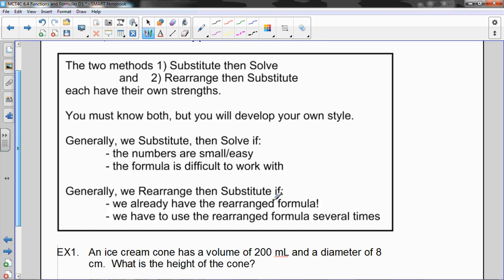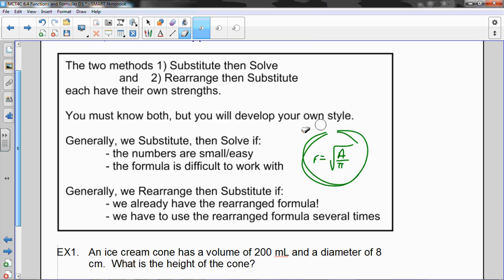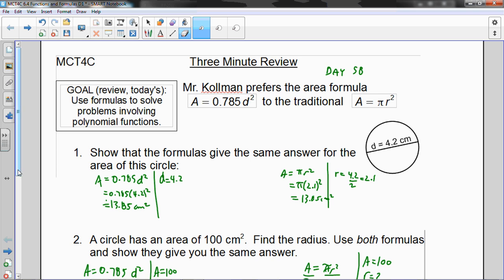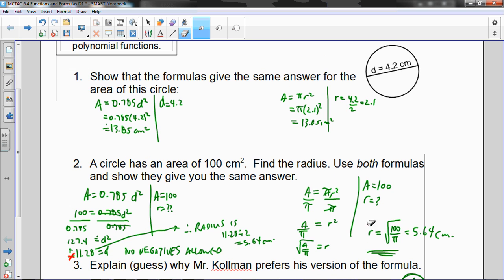Generally, we rearrange then substitute if we already had the rearranged formula, we don't need to rearrange. So, for instance, if we knew this formula straight off, well, we wouldn't have to rearrange. We just use the rearranged one. Now, that won't happen very often, but maybe once in a while. If we have to use the rearranged formula several times, so that would be the case if, say, we needed to find the radius of a bunch of different circles given their area.